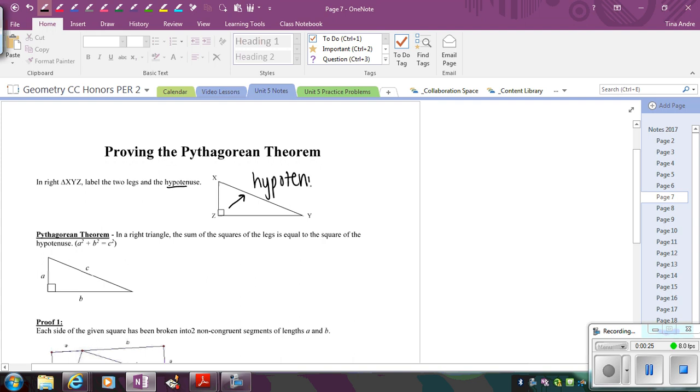So let's label that. We go to the right angle, go across from it. That's the hypotenuse. And then the legs are just the other two sides. It doesn't matter if they're congruent or not, we just call them the legs. When we go to use the Pythagorean theorem, what it says is that the sum of the squares of the legs is equal to the square of the hypotenuse. So that's our a squared plus b squared equals c squared. I'm just going to write that nice and big here.